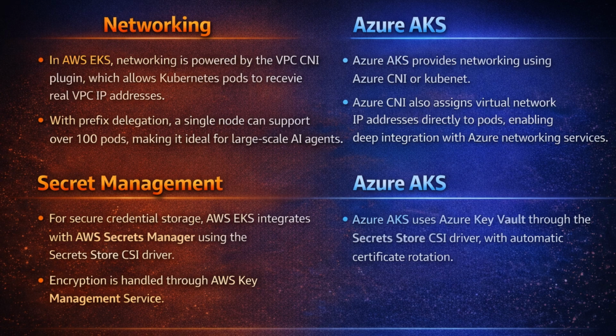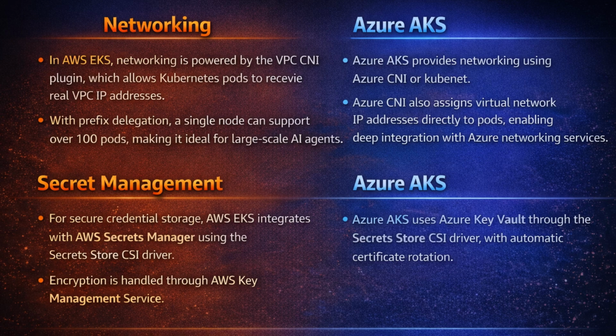Networking. In AWS EKS, networking is powered by the VPC CNI plugin, which allows Kubernetes pods to receive real VPC IP addresses. With prefix delegation, a single node can support over 100 pods, making it ideal for large-scale AI agents. Azure AKS provides networking using Azure CNI or Kubenet. Azure CNI also assigns virtual network IP addresses directly to pods, enabling deep integration with Azure networking services.